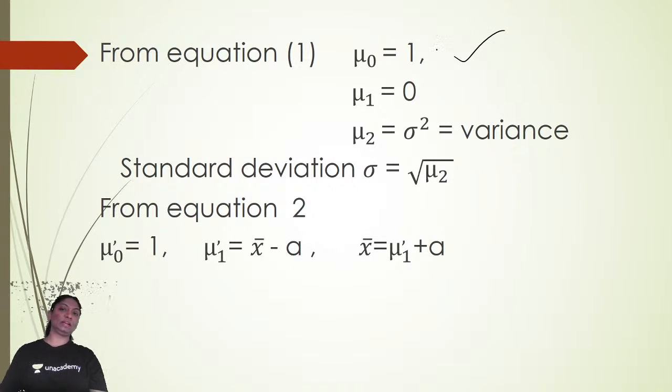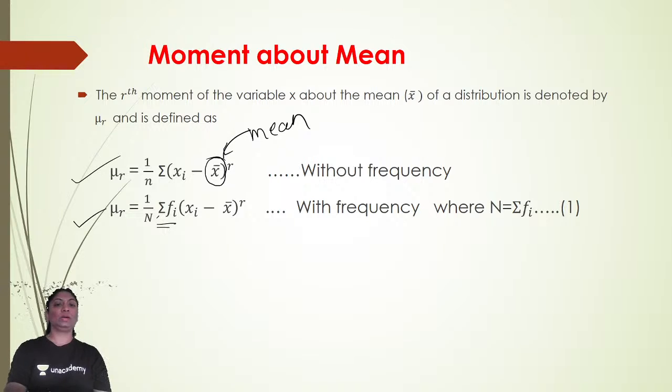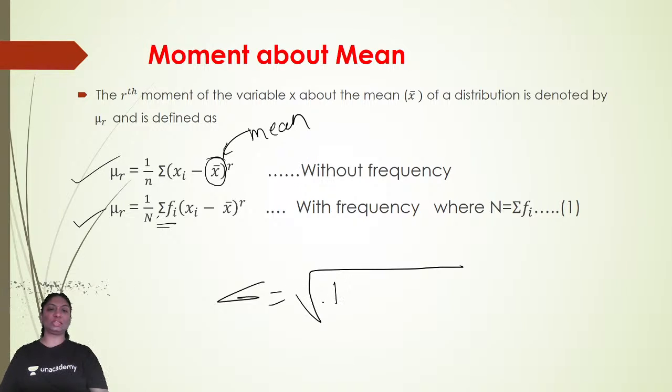After calculating those values, you will get mu 0 is equal to 1. So the first moment about the mean is mu 1 is equal to 0, and mu 2 is equal to sigma square. See here, mu 2 is equal to 1 upon n summation of fi into xi minus x bar bracket raised to 2, which is nothing but sigma square, because sigma is the standard deviation. Yesterday we have seen standard deviation is 1 upon n summation of fi into xi minus x bar bracket square, right?